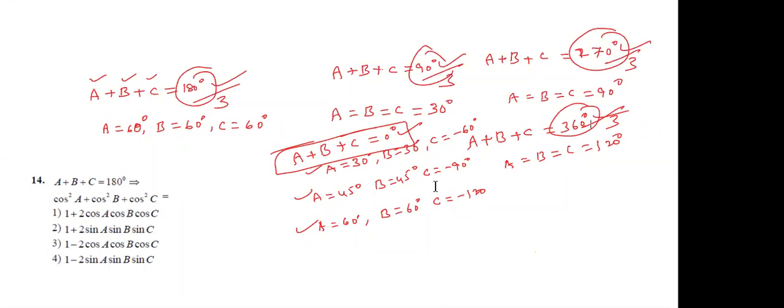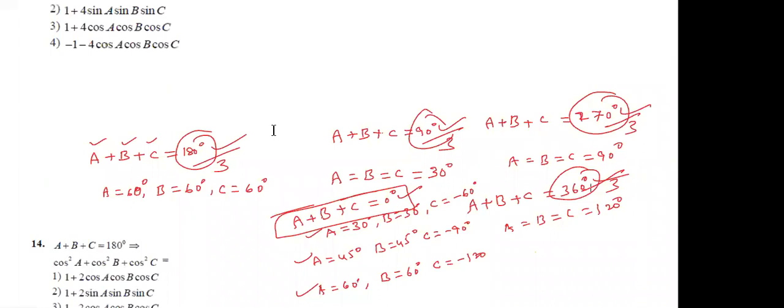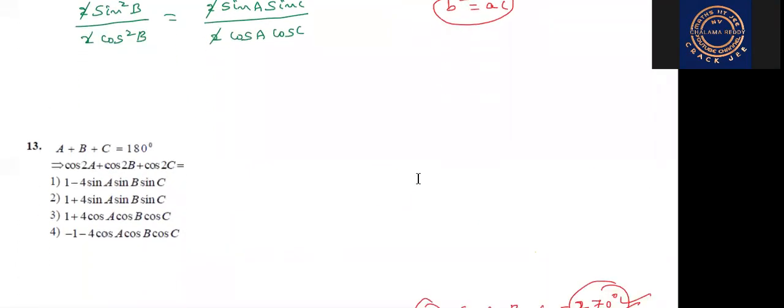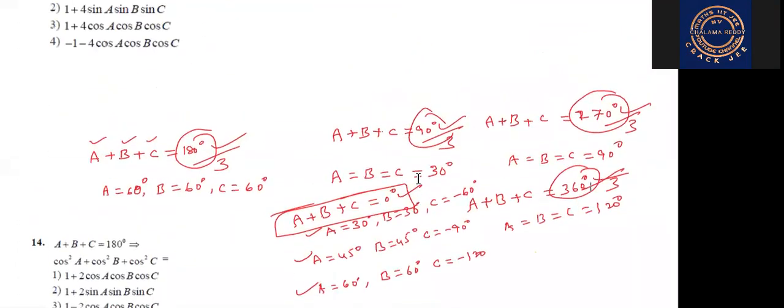Okay. So these are shortcut methods. The general method will take more than 5 minutes, but by using the shortcut method, we can solve it within 1 minute.